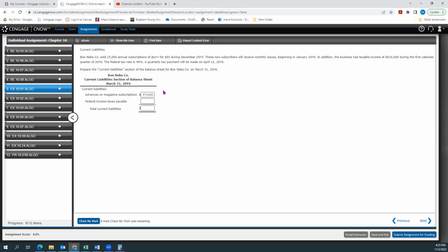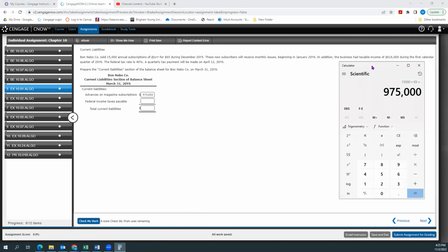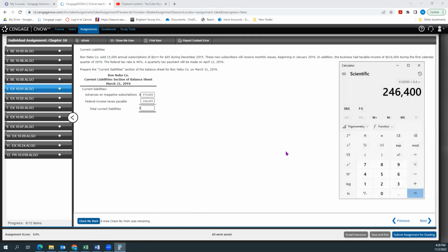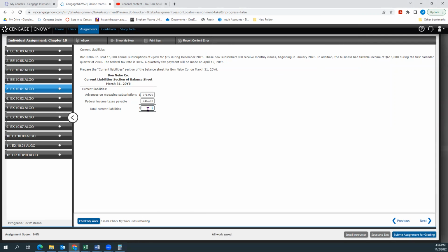Again, your numbers will vary since this is a, what do we call them? Algorithmic problem. And then our federal income taxes payable is going to be 40% times the amount of taxable income we had. So we had 616,000 in taxable income times 0.4 or 40%. And that gives me 246,400. And then my current liabilities will just be the federal income taxes plus the 975,000 in advances. So 1,221,400.